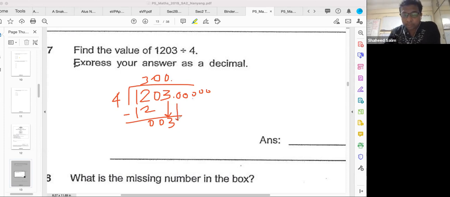Now you bring down the next one. 30 divided by 4. 28 can, 28. Put 7 down here. You minus, you get 2. Bring down one more 0.